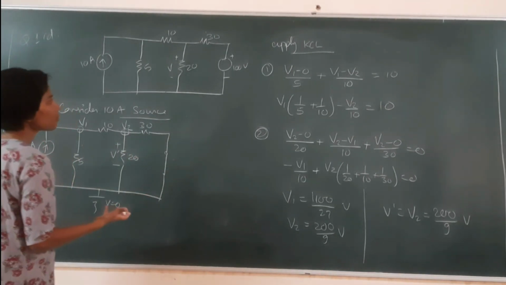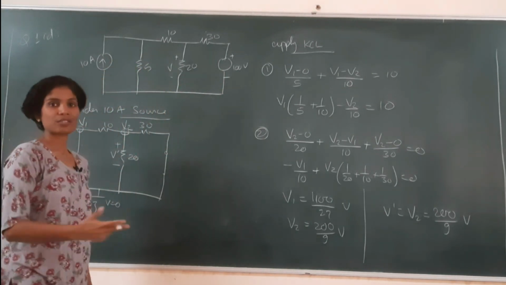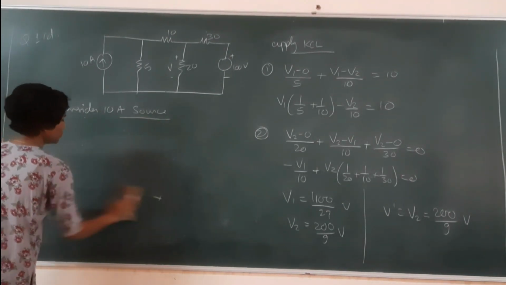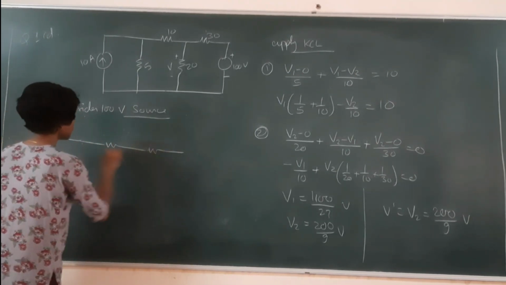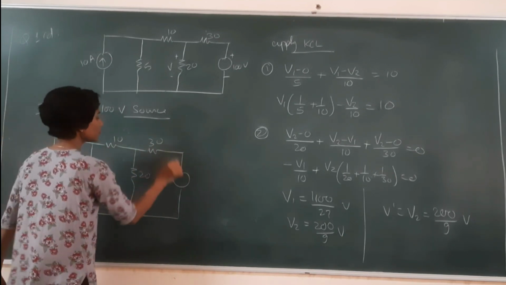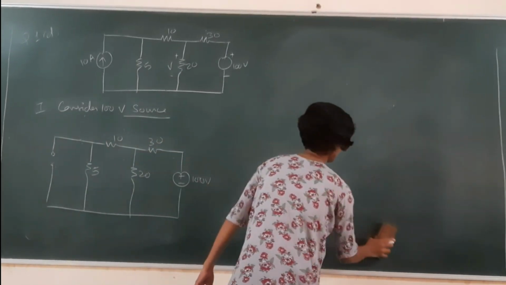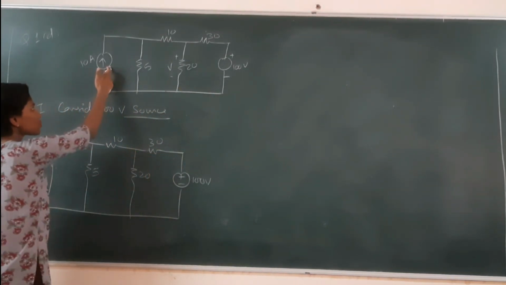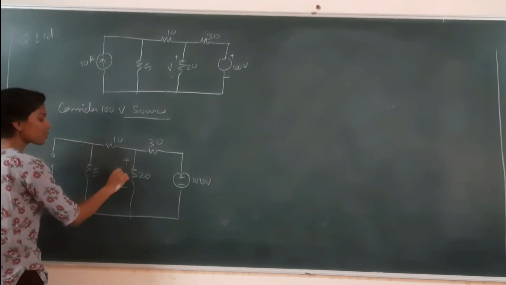In a similar manner, we go for the second step when we consider the 100 volt source and replace the 10 ampere source. Let's check what the solution will be. Right, so in the second step we are considering the 100 volt source. What about the 10 ampere source? It's a current source, so it will be open circuit. The remaining circuit is as it is. We have to find the value of voltage across the 20 ohm resistor.